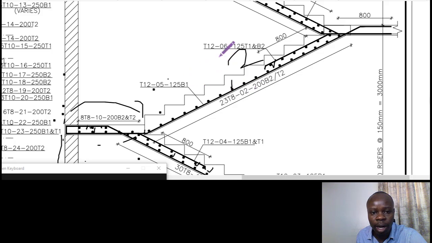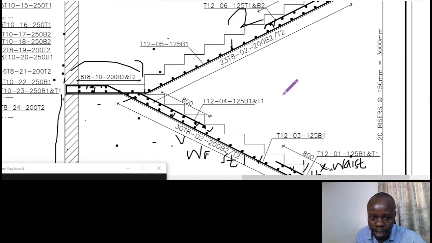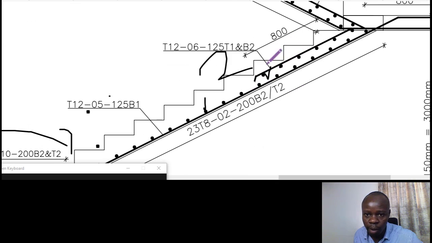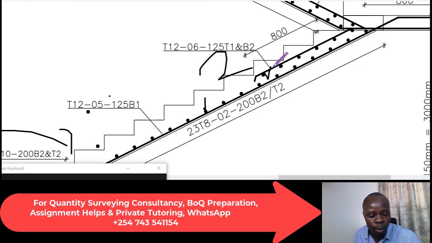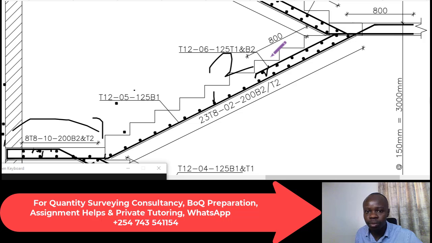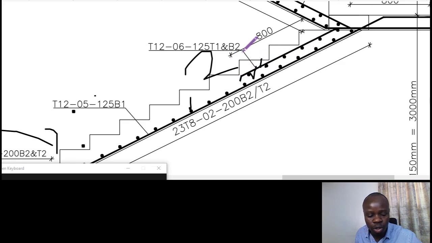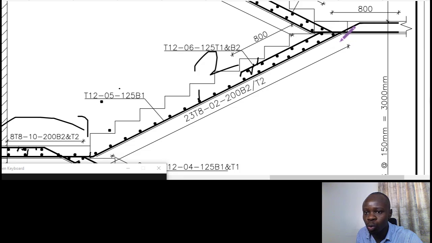So we go to bar mark number 6. At bar mark number 6, we're just completing that. Bar mark number 6 is a top 1 and a bottom 2. So top 1 is this, this is the bar. Then it goes all the way to become a bottom 2, and bottom 2 is here. So it's going all the way and then bending to become a bottom 2 at that point.